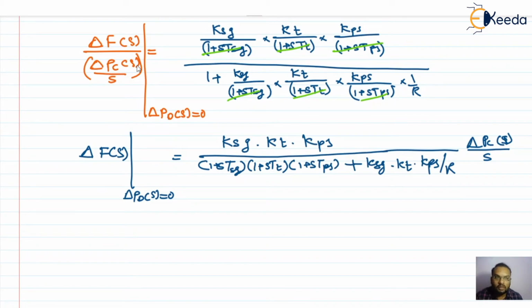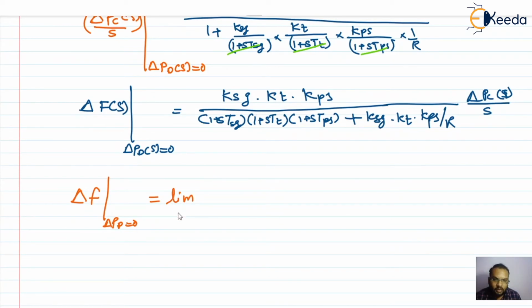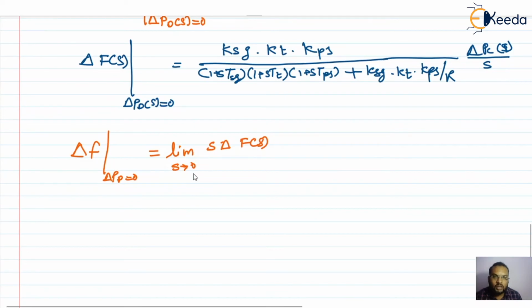Okay, we'll give a certain definite command so that the output will change with a certain step value. Again, a step signal is coming, which means the Laplace of step is 1 upon s. So here I want to get the steady state value at delta PD equal to 0. We have to apply the limit s tends to 0 of s into del f of s. That will give me the steady state value.